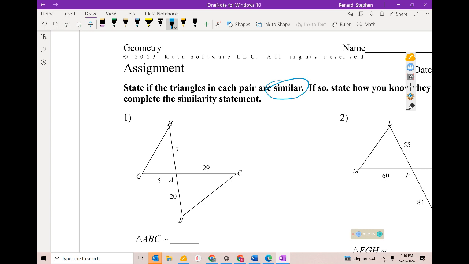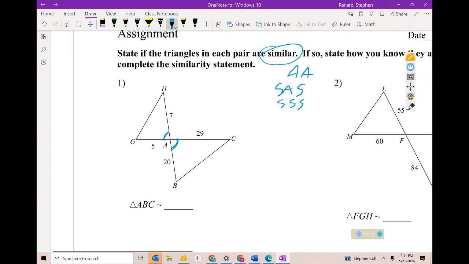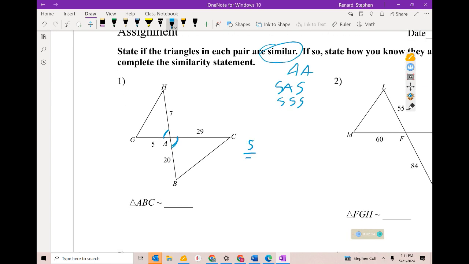So the way we do that is we see whether or not we have a similarity process or a similarity rule. So the similarity rules we have are angle, angle, side, angle, side, and side, side, side. Now when we're talking about sides, unlike congruence where they had to be the same, here we're just talking about proportional. What do we mean by proportional? Means that the ratio of the sides between the two triangles is the same.